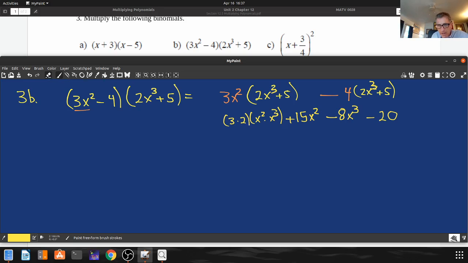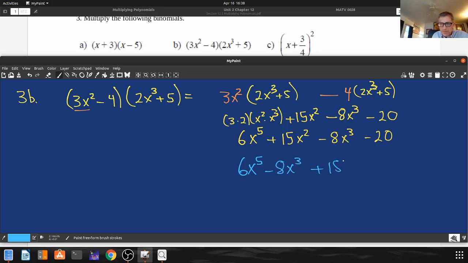So we're going to simplify. 3 times 2 is 6. X squared times x cubed is x to the 5th. That's already been simplified. So the only thing that we really need to do is to write this in order of descending powers. So that's 6x to the 5th minus 8x cubed plus 15x squared minus 20.